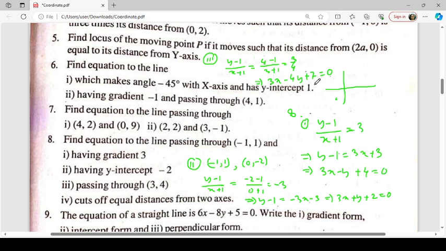Next, cut off equal distances from two axes. So cut off equal distances from two axes, this means this is the point. So this may be like this, or this may be like this. So we write (a, 0). So intercepts are a, so (a, 0) and (0, a), equal intercept.